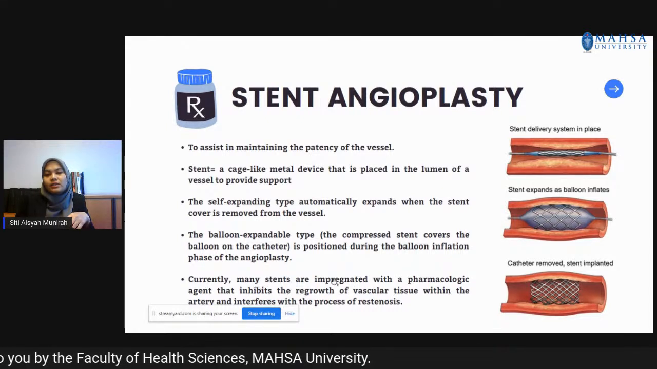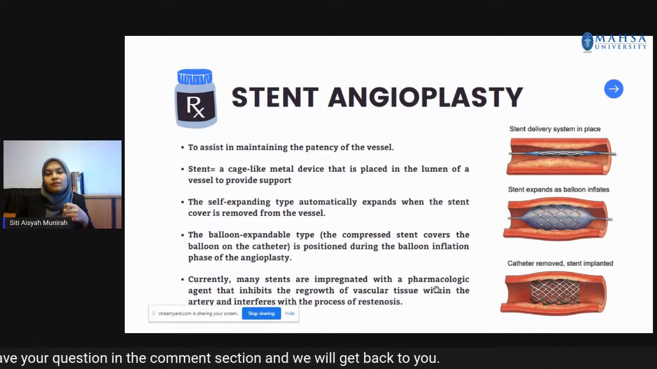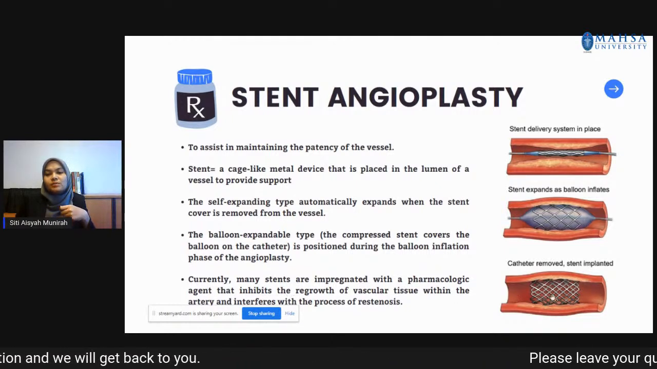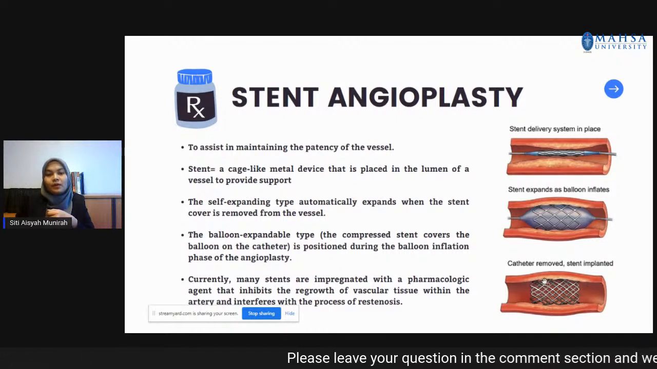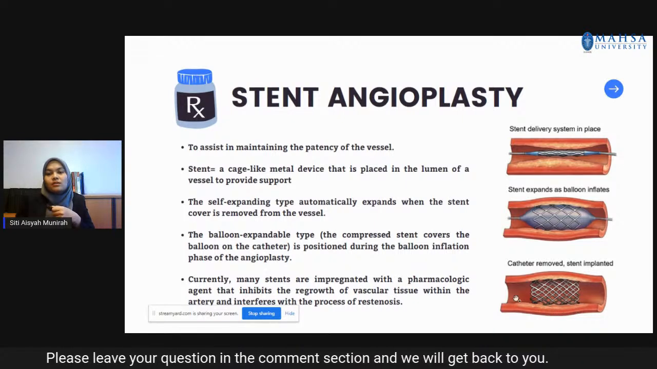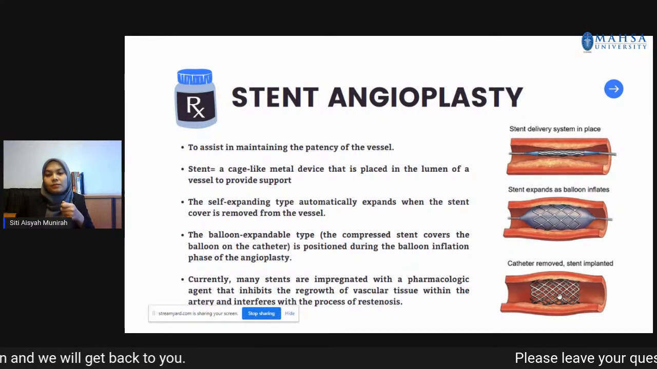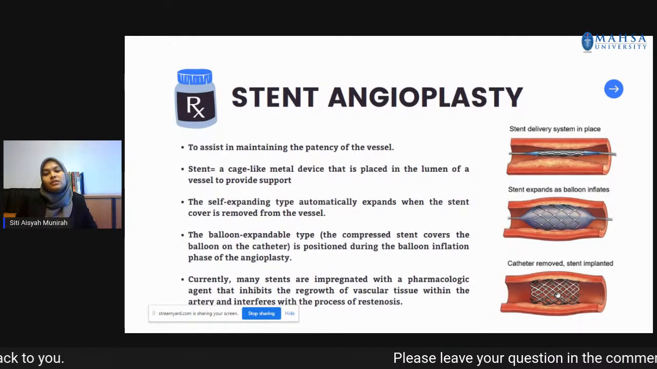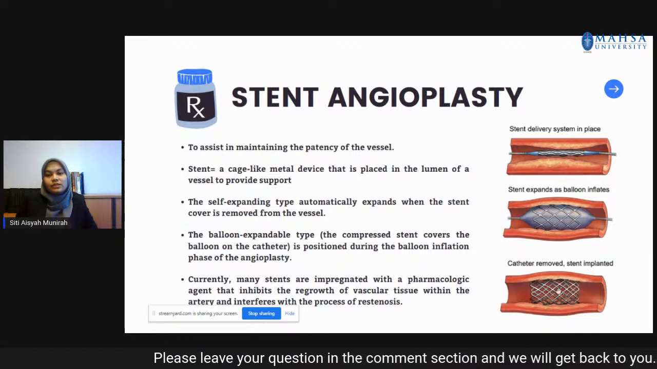And currently many stents are already implemented with a pharmacologic agent or medication. So basically this medication is to inhibit the regrowth of vascular tissue within the artery and interferes with the process of restenosis. So basically, nowadays the pharmacologic agent within the stent helps to prevent the stenosis from happening at the site of the plaque accumulation here.